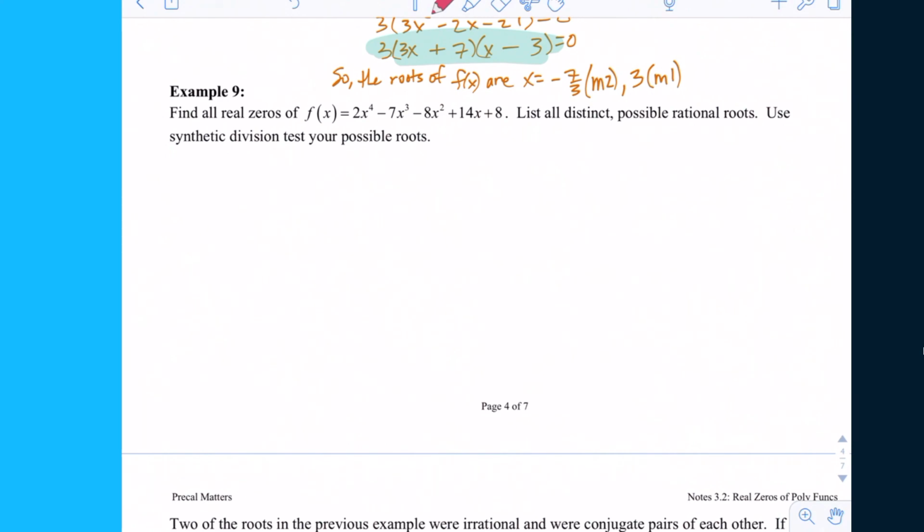Let's look at number 9. Find all the real zeros of that function. List all the distinct possible rational roots and use synthetic division to test your possible rational roots. Okay, this is a 4th degree polynomial. If our goal is to get it down to a quadratic at least, I need to know how many roots. 2. And on every problem we've worked so far, there have been some kind of clues or hints that have been given to us that have allowed us to do so.